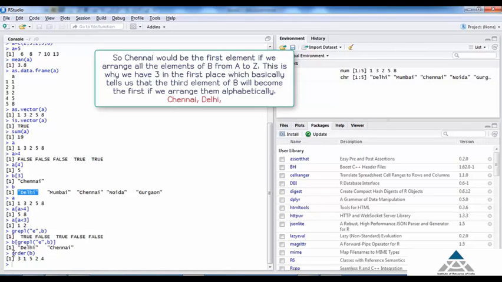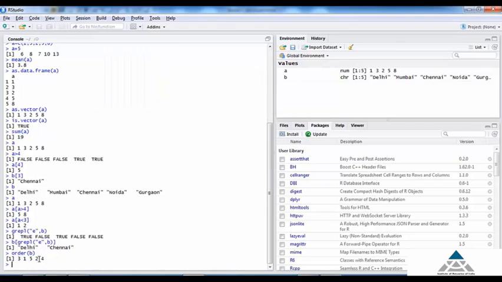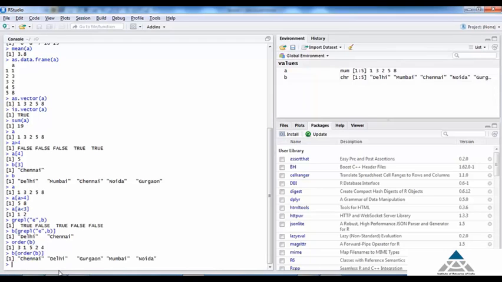Delhi, which is actually the first element, will come in the second spot. Gurgaon will come in the third spot, which is actually the fifth element. Then Mumbai and finally Noida. To simplify this and get the result in one go, we use the square brackets to arrange these elements alphabetically. We can see we get the desired result. There are other ways of sorting data as well, for which we need certain packages. We will look at them in later videos.